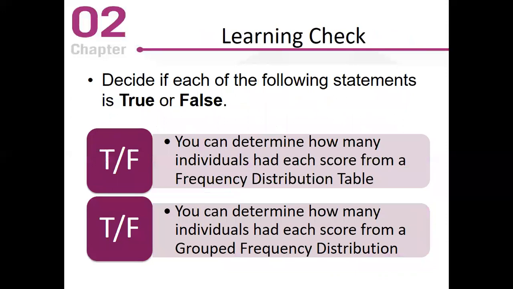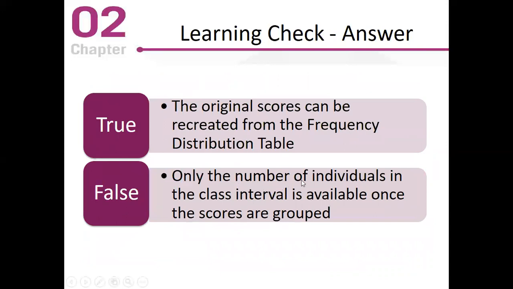Okay, a couple more questions. The first one here, true or false? You can determine how many individuals had each score from a frequency distribution table. That is of course true. A frequency distribution table gives us every possible response option and shows us the number of people that scored that value. However, in a grouped frequency distribution, we cannot figure out the exact score because we lose that precision. We can only see the number of individuals that fall in that class.